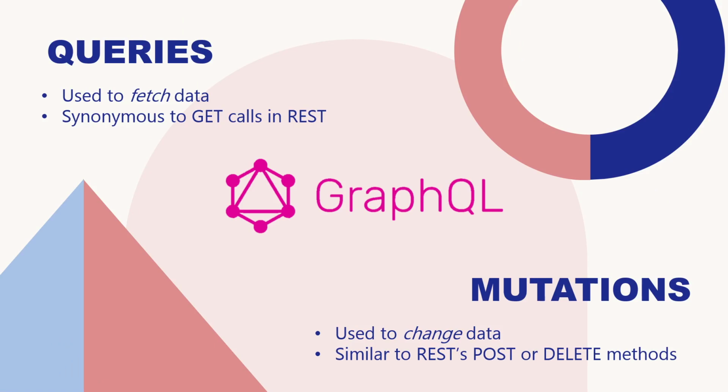So in GraphQL, you have your queries and you have your mutations. Pretty simply, your queries are used to fetch data, and they are synonymous with get calls in REST API. And then mutations are used when you want to invoke a change in the system, and these are essentially the same as your REST API's post and delete methods.